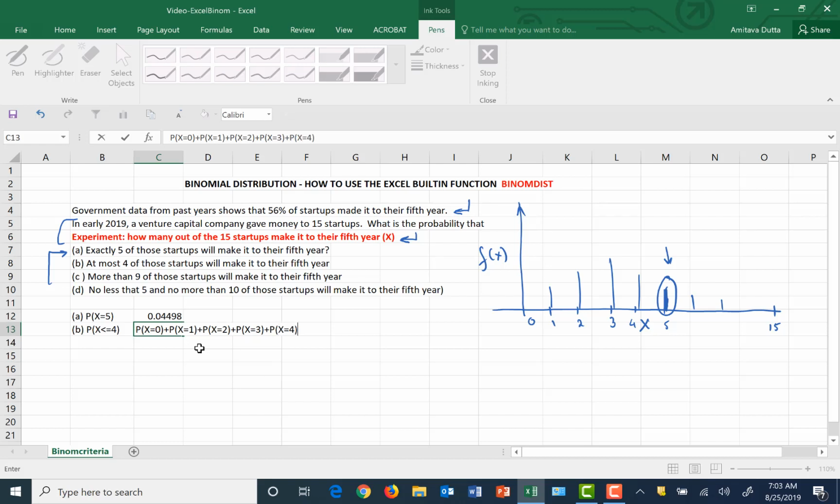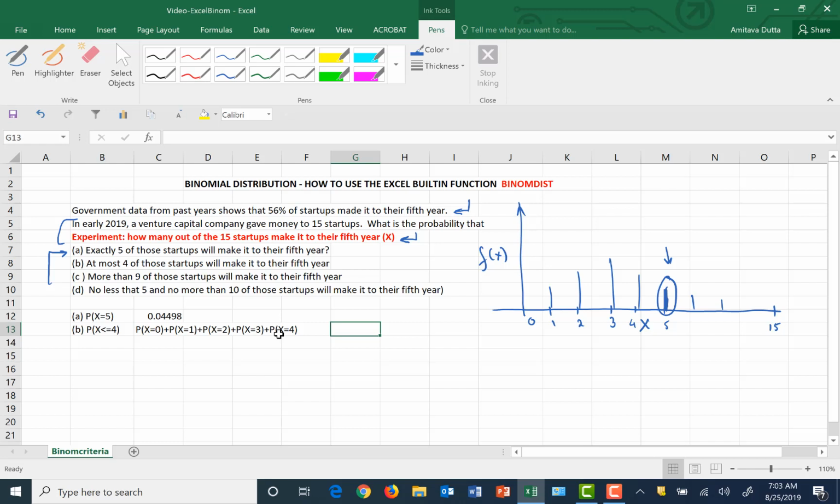Now this gets a bit tedious, you can see. For each of these probabilities I could use the BINOMDIST function like we did in part A and add up those 5 numbers. But you can easily see that if instead of 4 this had been 7, it just gets to be terribly tedious.